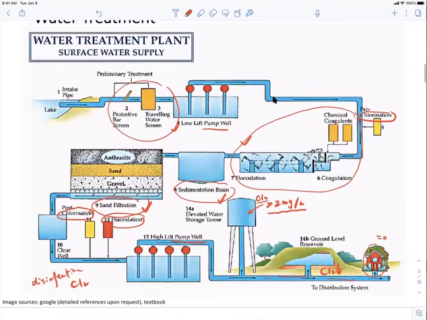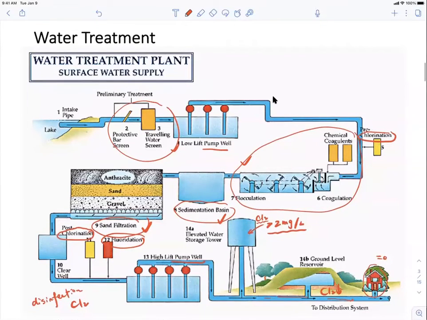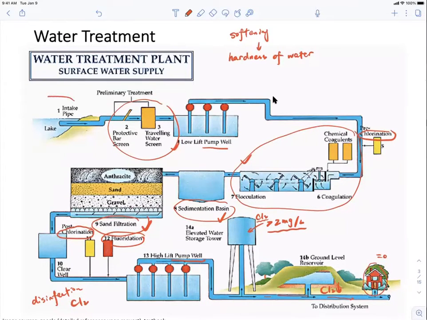So if you notice in this diagram, basically we don't have any section for dealing with the hardness, right? So when we deal with the hardness of water, this process is called the softening, water softening. Okay, so you see here in the schematic diagram, we don't have any process that's softening the water. So this makes sense because we're intaking the water from the lake, right, from the surface water.